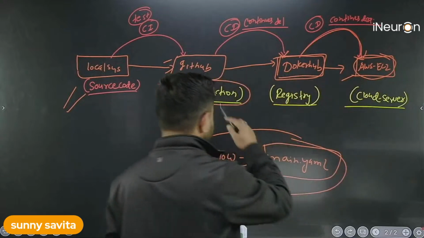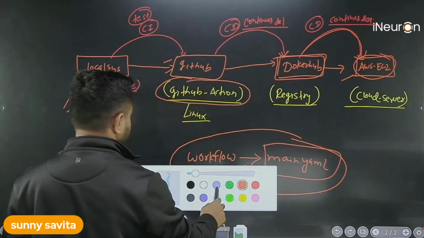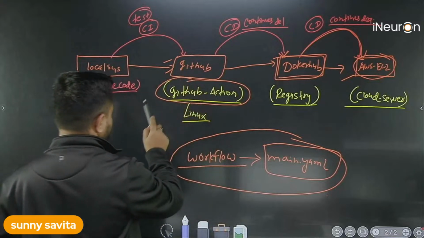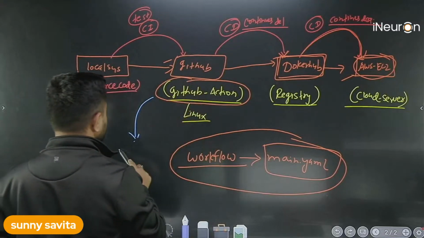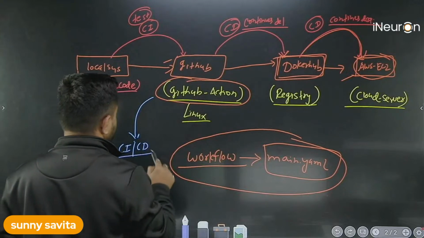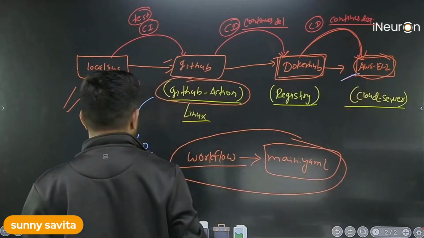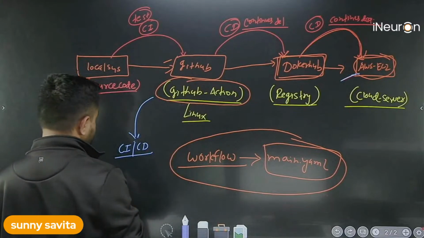Now here, on GitHub, on top of the GitHub Action, we are doing two things. First is continuous integration and continuous delivery. But for the continuous deployment, we are using a different server, this one, AWS EC2. So for the deployment, we are using a different server.